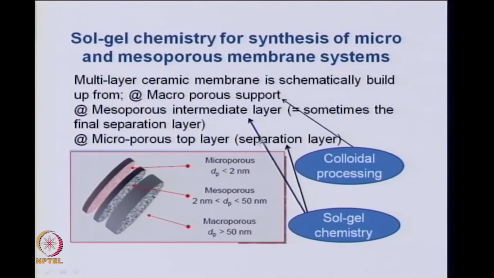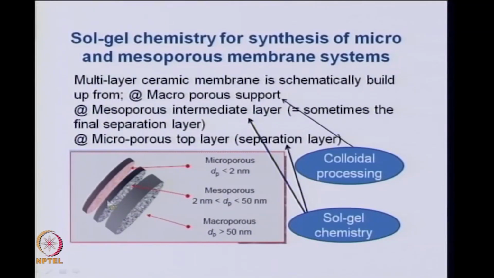Normally sol gel chemistry gives you mesoporous or microporous layers. Now, the definition of a microporous layer is that the pore diameter should be less than 2 nanometers. Then it is called a microporous solid. If the pore diameter is between 2 to 50 nanometers, then these are called mesoporous structures, and if the pore diameter is much more than 50 nanometers, then these are called macroporous structures.